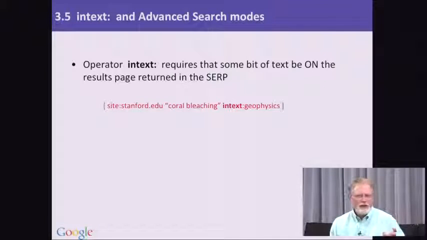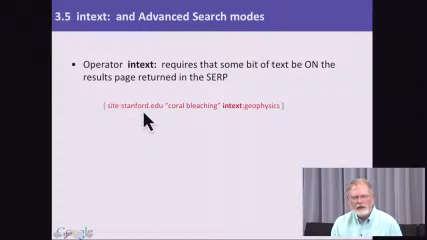I'll use the cite: operator to restrict my web pages to just stanford.edu, and I'll use the quoted phrase coral bleaching, but I'll add another operator here, intext. What it's doing is saying this word, geophysics, has to be in the text of any page that has coral bleaching and lives on stanford.edu.